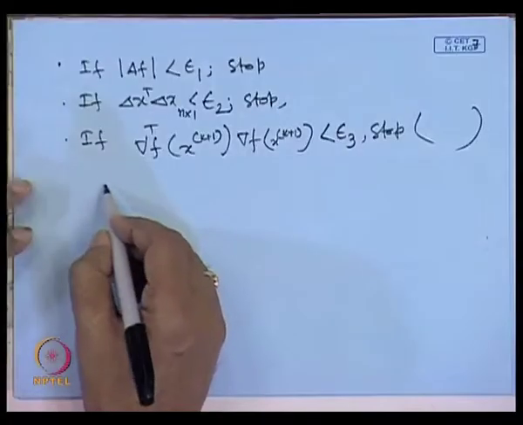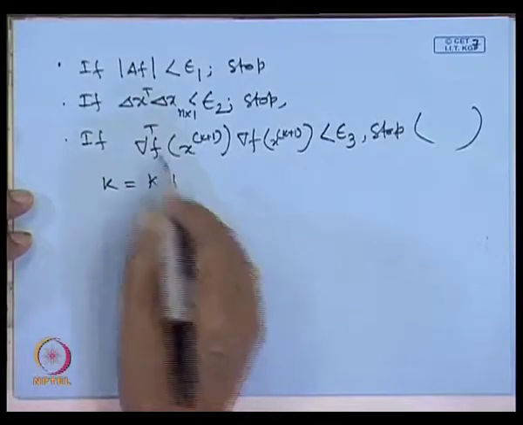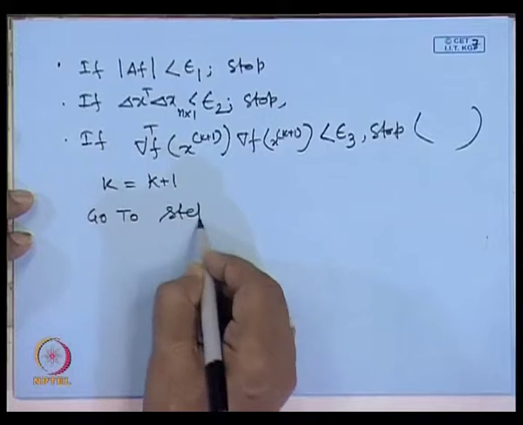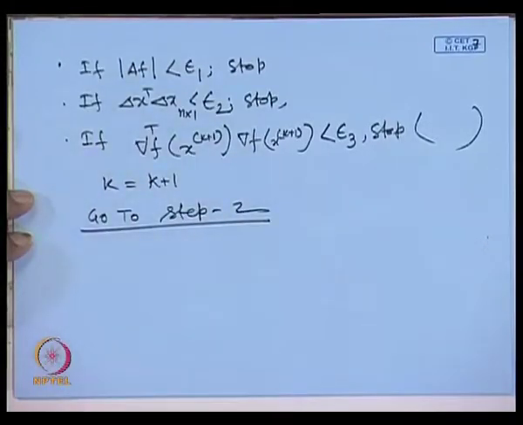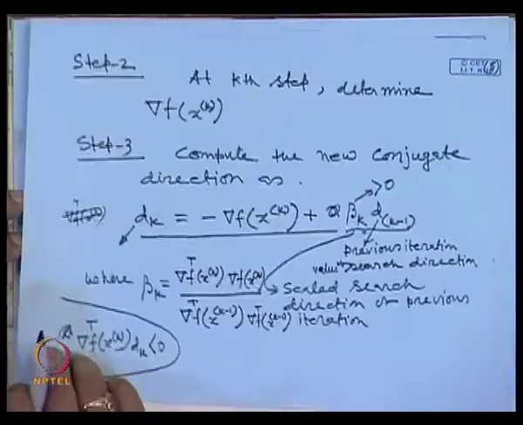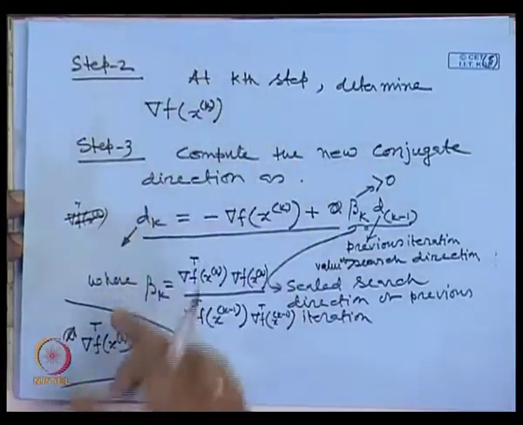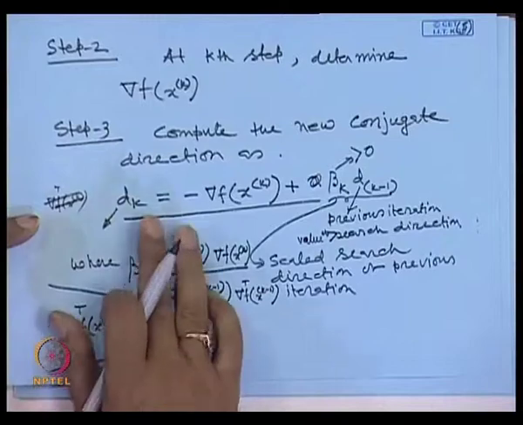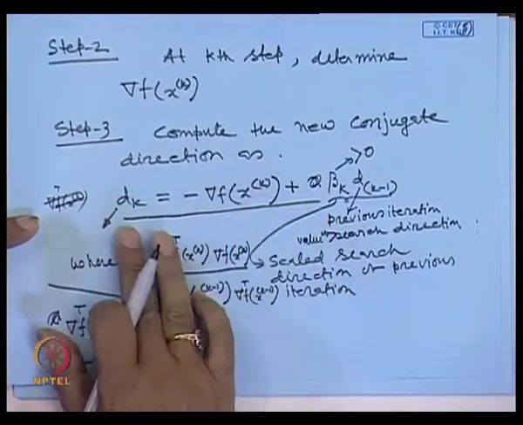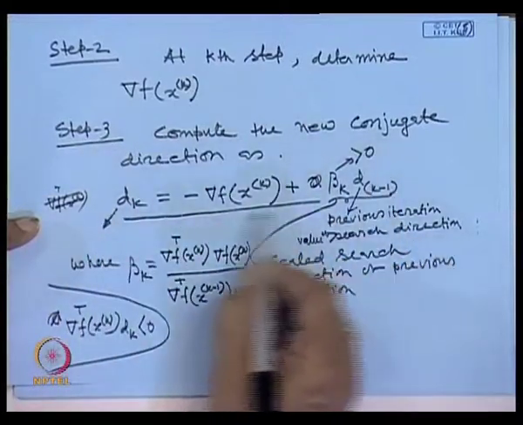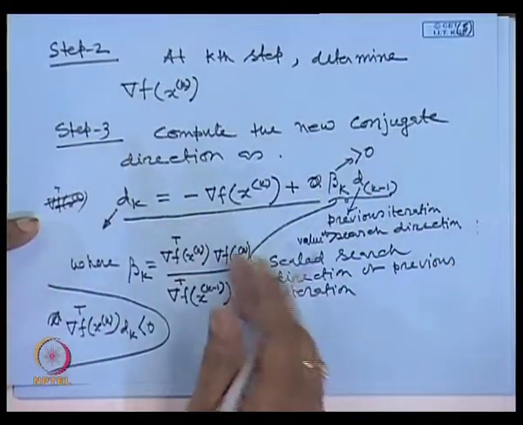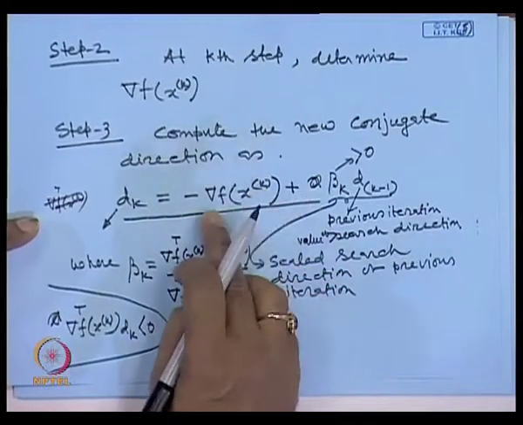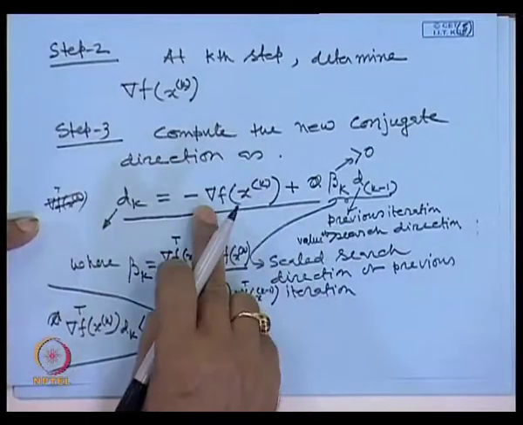Now, what you have to do is update your iterations, check these things at every iteration, and then go to step 2. In the conjugate gradient method, you come back and repeat steps 2, 3, 4, 5 and so on. The difference from the steepest descent method is step 3, where in the present iteration we are taking the gradient as the search direction.